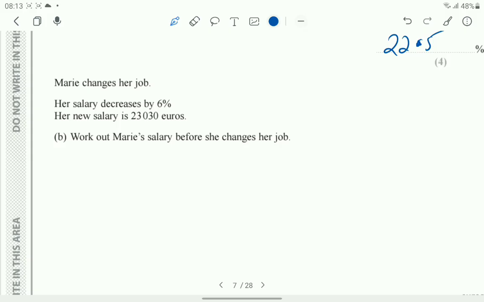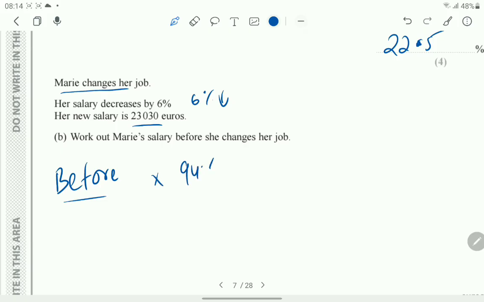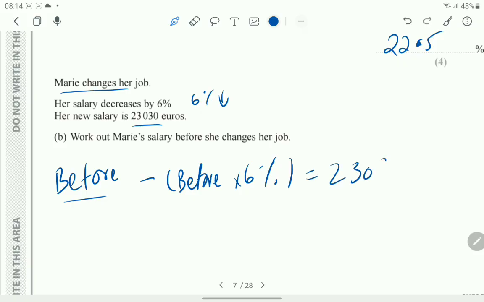The second part asks us: Marie changes her job, her salary decreases by 6%, and her new salary is 23030 euros. Work out Marie's salary before she changes her job. So before, her salary was something, and after she switched jobs, it is now decreased by 6%. I could say before minus 6% of before is now her new salary.